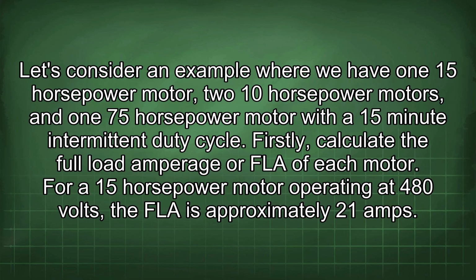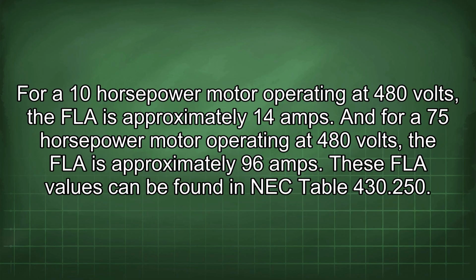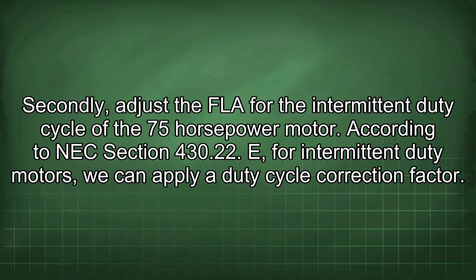For a 15-horsepower motor operating at 480 volts, the FLA is approximately 21 amps. For a 10-horsepower motor operating at 480 volts, the FLA is approximately 14 amps. And for a 75-horsepower motor operating at 480 volts, the FLA is approximately 96 amps. These FLA values can be found in NEC Table 430.250. Secondly, adjust the FLA for the intermittent duty cycle of the 75-horsepower motor.